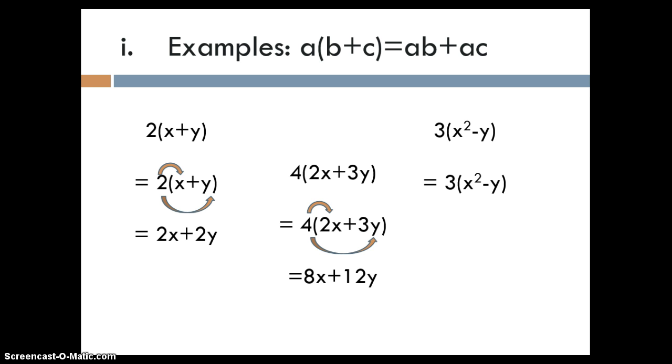All right, and here's one more example, and then we'll move on. 3 times x squared minus y. So again, you start out multiplying 3 times x squared, which would give you 3x squared, and then you would multiply 3 times y. Now, can anybody tell me what the full end result would be? 3x squared minus 3y. And that would be as a result of having the subtraction in the parentheses at the beginning. Does anybody have any questions? Okay, we'll go ahead and move on.